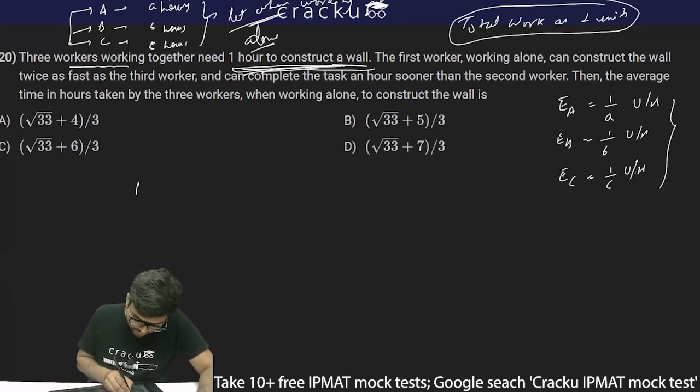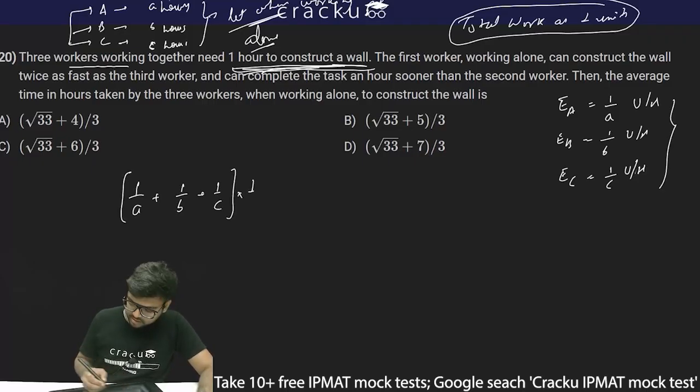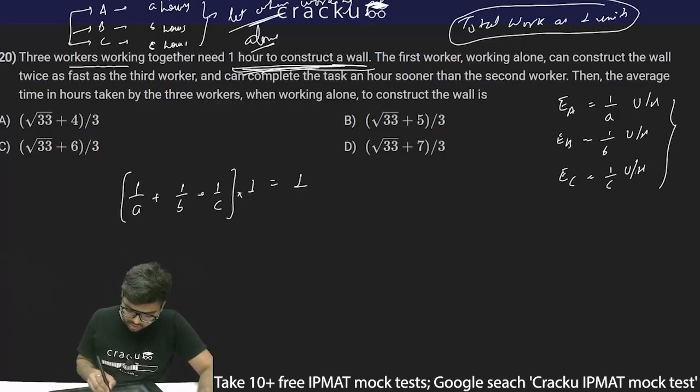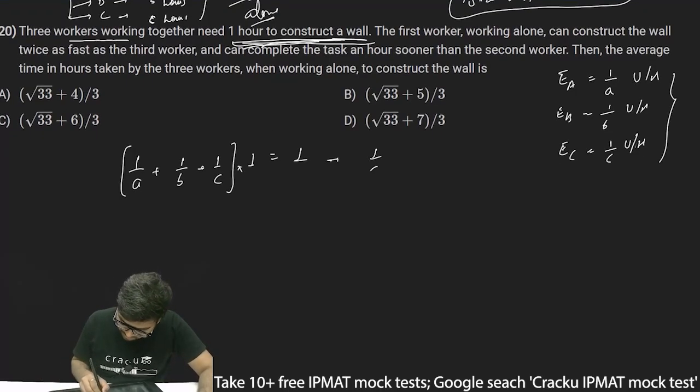So I can write 1 upon A plus 1 upon B plus 1 upon C multiplied by 1 hour, because this is their individual efficiencies combining together. So 1 upon A plus 1 upon B plus 1 upon C into 1 should be equal to total work, which is 1 unit. Thus I can write that 1 upon A plus 1 upon B plus 1 upon C is equal to 1.